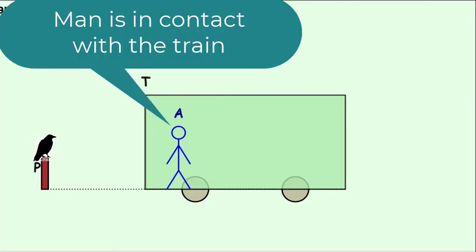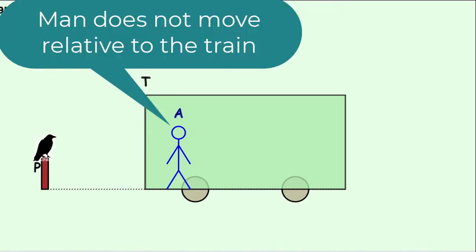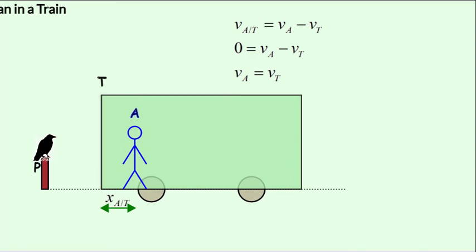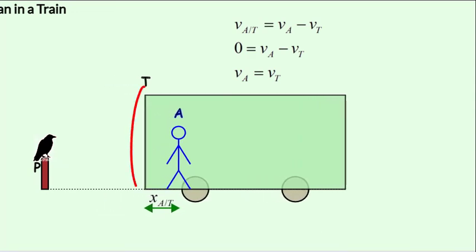Because the man is in contact with the train and the man does not move relative to the train. Let's see what we mean by that. By this we mean that if we take the left wall of the train compartment, the distance between the wall and the man does not change as the train moves forward.